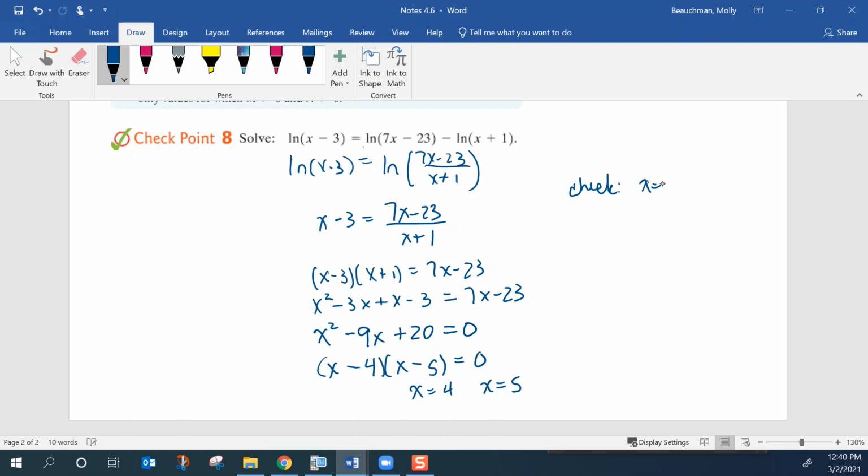does x equals 4 work? The natural log of 4 minus 3 equals natural log of 7 times 4 minus 23 minus the natural log of 4 plus 1. 4 times 7 is 28. Yes, we'll have a positive in all those spaces, so x equals 4 works. And then 5 is larger and positive. That's also going to be a solution. So we get two solutions to that particular problem.